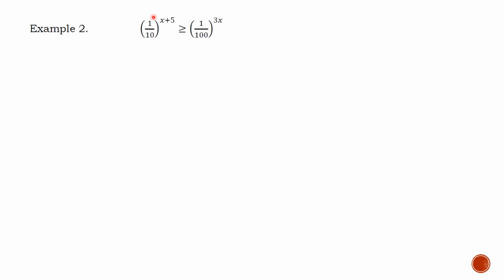We have here, 1 over 10 raised to x plus 5 is greater than or equal to 1 over 100 raised to 3x. Okay, as usual, we have to make the bases equal. Anong mas maliit dito sa dalawang to? 1 over 10 or 1 over 100? Okay, let's change the question. Ano yung mas maliit na value? 10 or 100? Of course, 10.